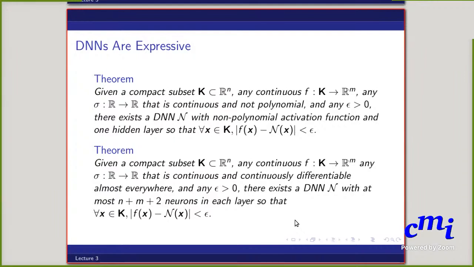In the second theorem, you haven't mentioned that sigma is a non-polynomial activation function. Okay. Yeah. So I should probably have mentioned this here.